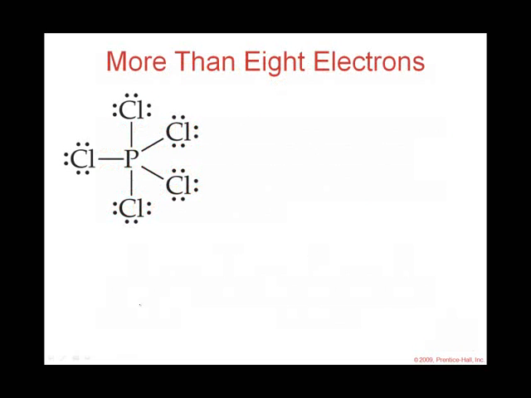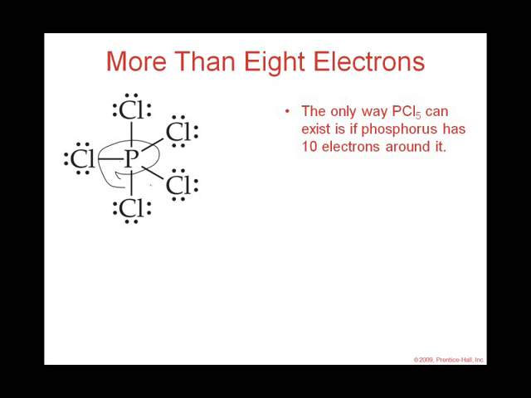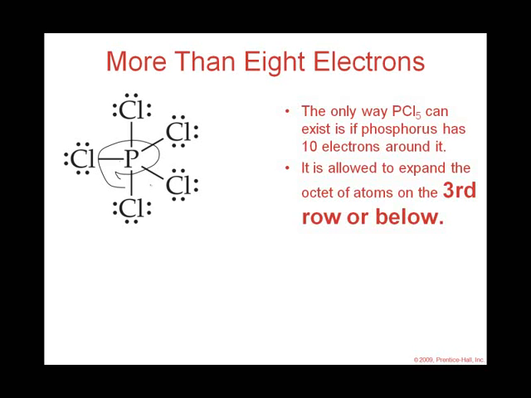And more common is where you have an expanded octet. You have a central atom that ends up with more than 8 electrons, 2, 4, 6, 8, 10. And that does happen more commonly than the other 2 exceptions. So the only way PCl5 can go together is to have 10 electrons around it.